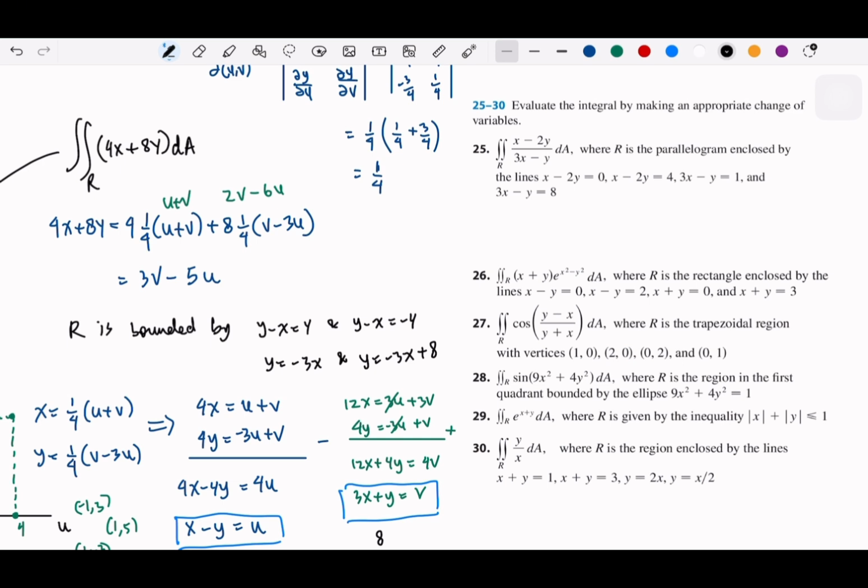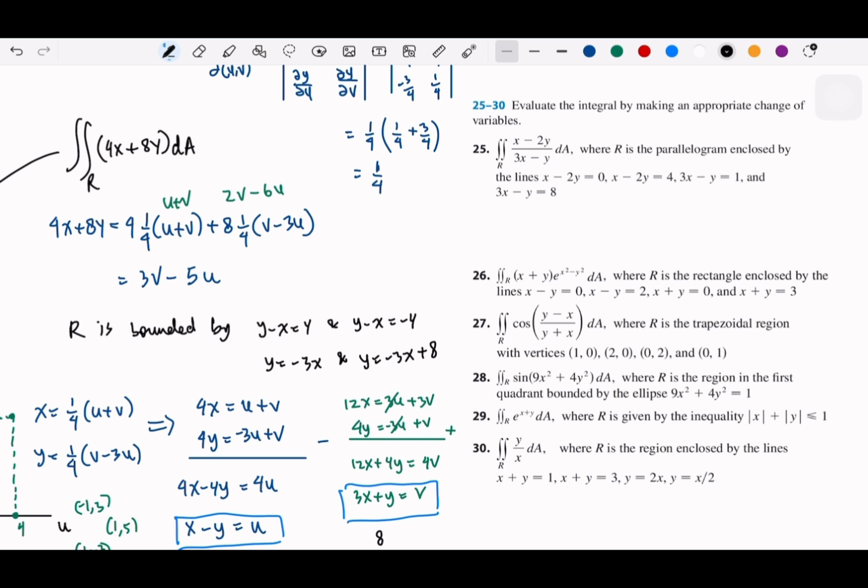26. Okay, 26. Now we have the R, the rectangle enclosed by these lines, so we can draw the lines first, and then we know the boundary, right? And because we already know the linear equations, we know what kind of transformation we are expecting. Suppose we have this expression. What kind of transformation is based on the question? For example, we have x plus y, and we have x squared minus y squared. What kind of transformation could we have?